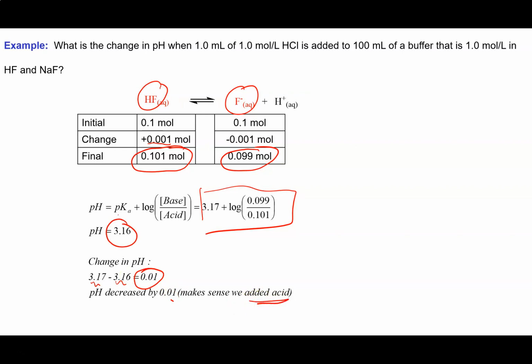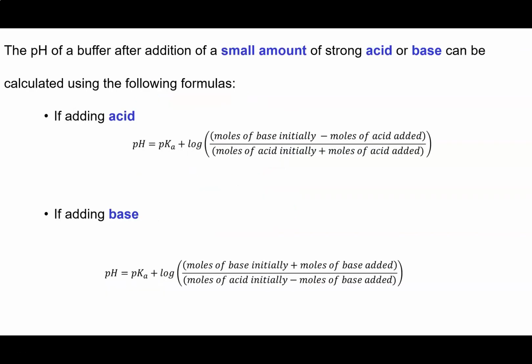So having done a couple of these, you start thinking about how you might shortcut it, and what you realize is that you can kind of jump to the end and you can formulate some equations that look a little like this. So you want to calculate the pH of a buffer after the addition of a small amount of either strong acid or strong base.